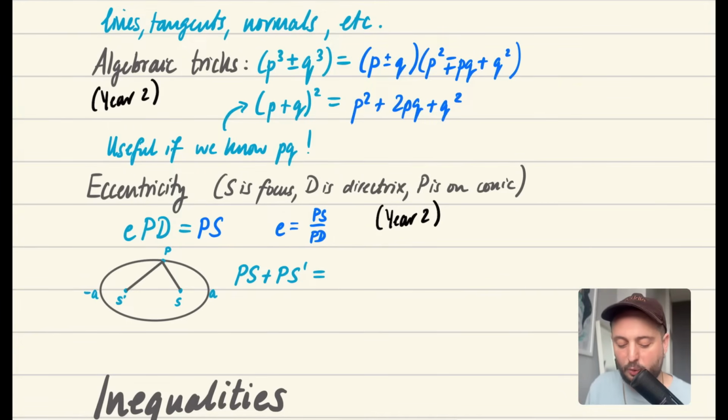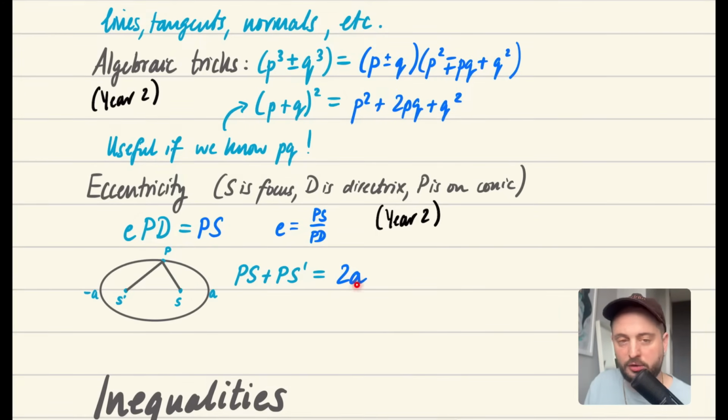And then there's this weird pattern for an ellipse that we've got here about what is PS plus PS dash, where S and S dash are the two foci that we've got there. Well, that is all equal to 2a that we have, where a is the distance from the origin to the edge of the ellipse that we've got there.